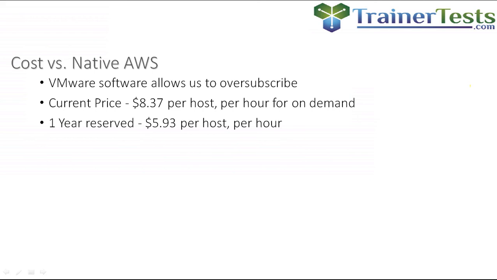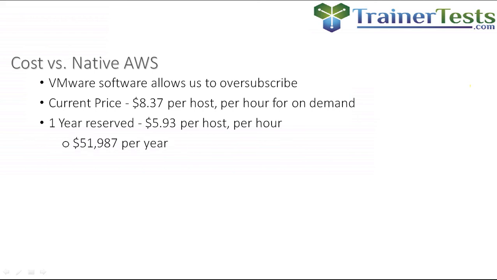So that can be pretty expensive. That can add up quickly. So over the course of a year, running one single ESXi host on VMware Cloud on AWS is going to cost you somewhere over $73,000, right? About $73,300 or so. That's a lot of money for one host.